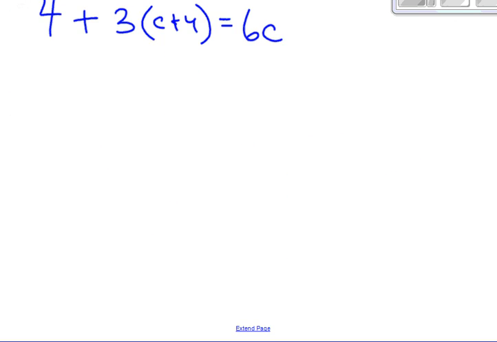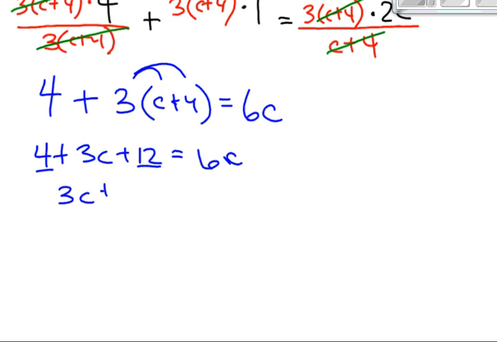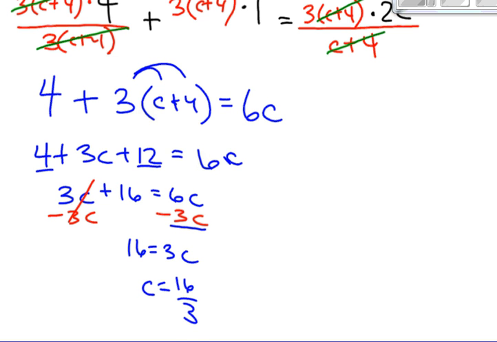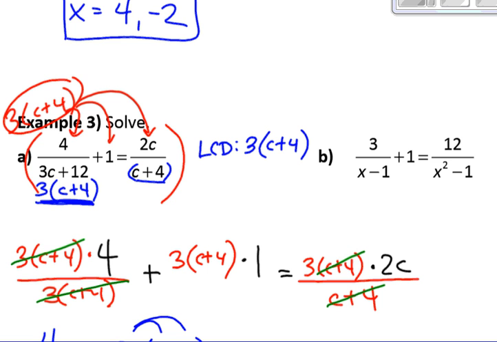Next example, I'll do the kind of shortcut way. Now I'm going to distribute. So I have 4 plus 3c plus 12 equals 6c. Then simplify: 4 plus 12 is 16. Now to solve for c, I'm going to subtract 3c on both sides. That gives me 16 equals 3c. Divide by 3, and you get that c is equal to 16 thirds. Okay? Now for the next example, I'm going to skip that middle step and show you how to do this without having to write all that out.